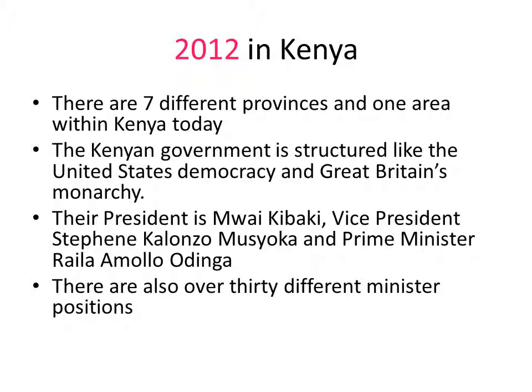2012 in Kenya. There are 7 different provinces and 1 area within Kenya today. The Kenyan government is structured like the United States democracy and Great Britain's monarchy. Their president is Mwai Kibaki, their vice president Stephen Kalonzo Musyoka, and their prime minister Raila Amolo Odinga. There are also over 30 different minister positions.